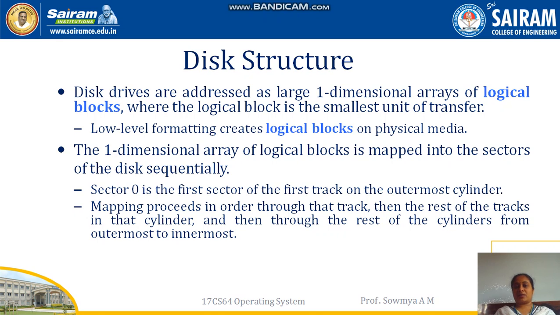Low-level formatting creates logical blocks on physical media. The one-dimensional array of logical blocks is mapped into the sectors of the disk sequentially. Sector 0 is the first sector of the first track on the outermost cylinder. Mapping proceeds in order through that track, then the rest of the tracks in that cylinder, and then through the rest of the cylinders from the outermost to innermost. So this is how disk structure works.